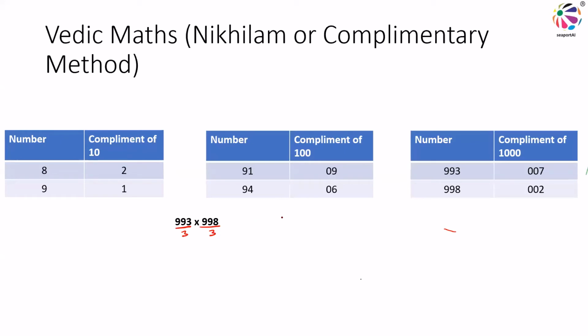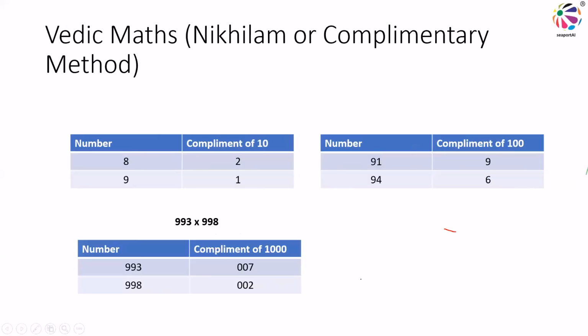If it is a 2 digit into 2 digit, how many digits will be there? 4. This is a basic thing. 3 digit plus 3 digit, outcome will be 6 digit. Understood? So that is one of the ways in which you go and check.